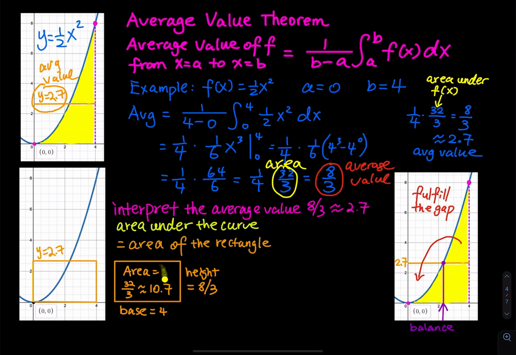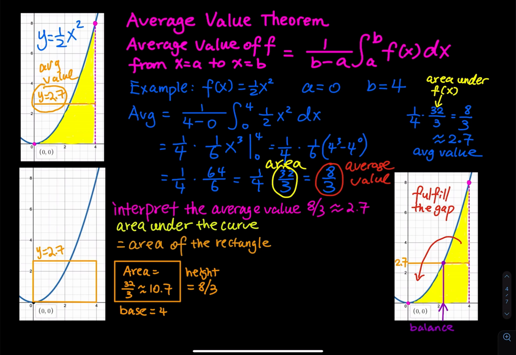Look at this 10.7 one more time. The 10.7 is actually the area under the parabola from 0 to 4. So we have the area under the parabola from 0 to 4 equal to the area of the rectangle. Do you see that? So that's why I said right here, area under the curve is equal to area of the rectangle. So that is the interpretation of the average value. It tells you where to cut the region horizontally such that the area of this rectangle is equal to the area under the curve from the lower to the upper limit.